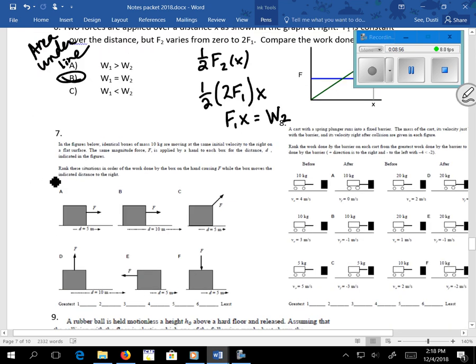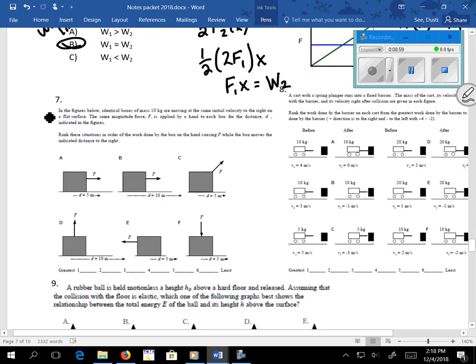All right. Number 7. In the figures below, identical boxes of 10 kilograms are moving with the same initial velocity to the right. The same magnitude of force is applied, but the distances are not the same. Rank the situations by the work done by the box on the hand causing the force. So really we want to look at the fact that work would be your force times your displacement.